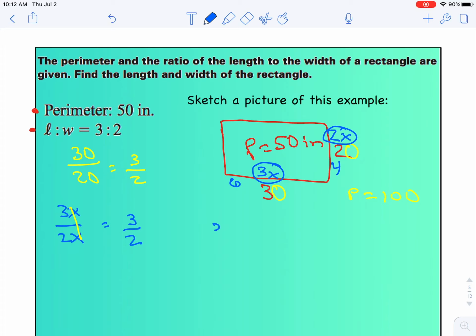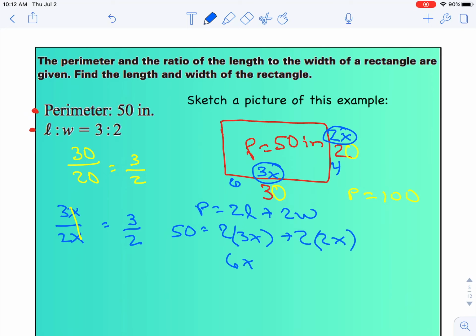So we know that our perimeter is equal to 2 times our length plus 2 times our width. So we take and set 50 equal to 2 times our length, which is 3x, plus 2 times our width, which is 2x, and we solve. So this is 6x and 4x equals 50. So this gives me 10x equals 50. So x equals 5. So 5 is your multiplier.